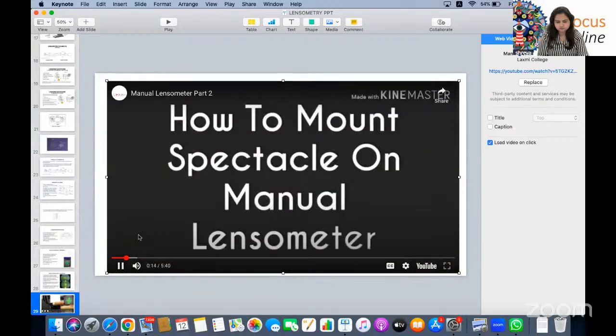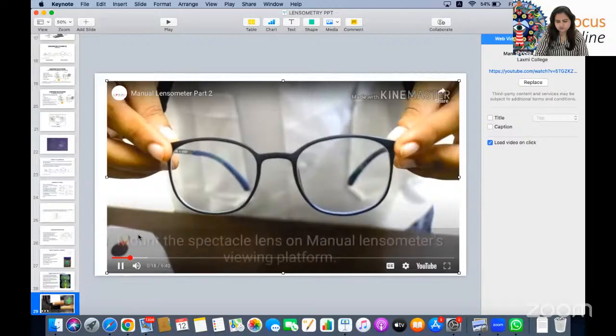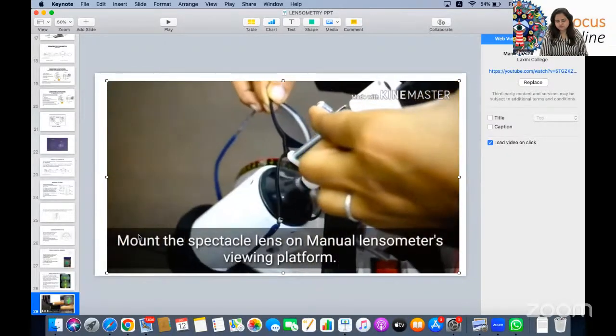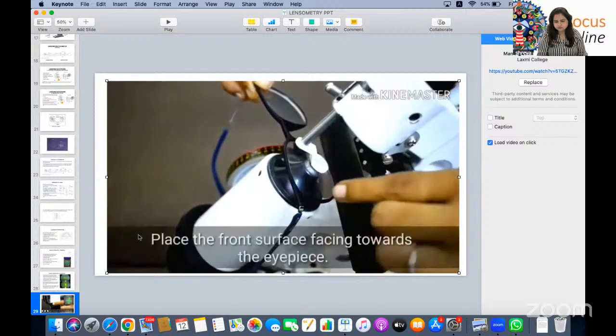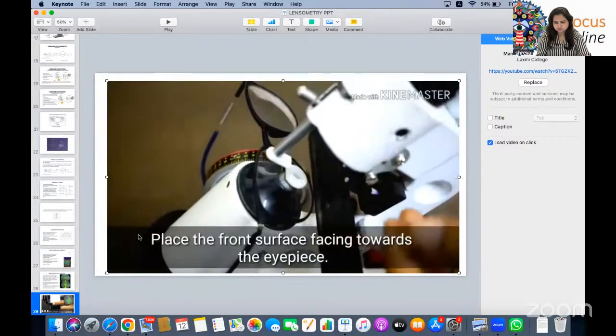To mount spectacle on manual lensometer. Mount the spectacle lens on manual lensometer's viewing platform. Place the front surface facing towards the eyepiece.